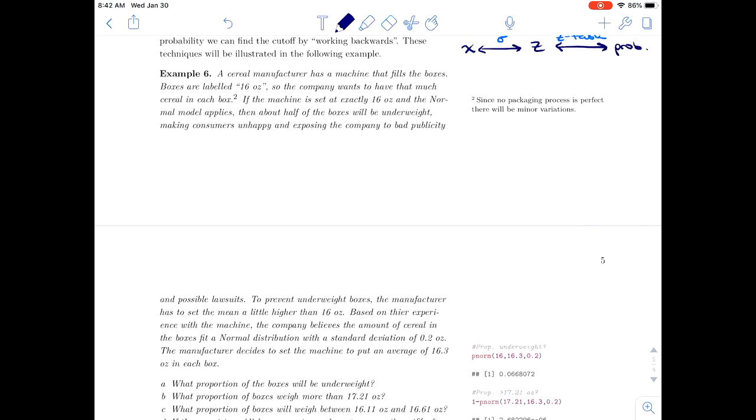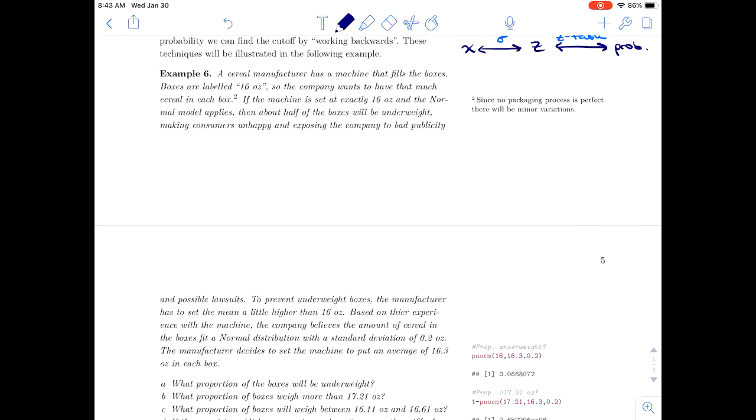They understand that every time they fill it, it's not going to fill it with exactly 16 ounces, right? So if the machine is set at exactly 16 ounces, trying to fill to 16 ounces, it's going to underfill it half of the time, right? Just because 16 would be in the middle, right? You don't want that. So you try to fill it a little bit more, right?